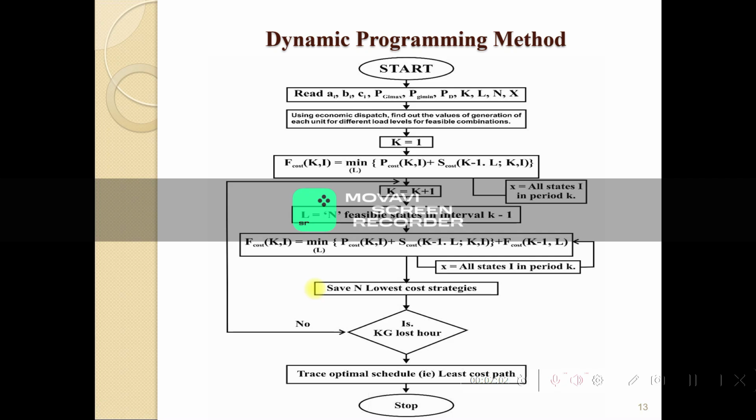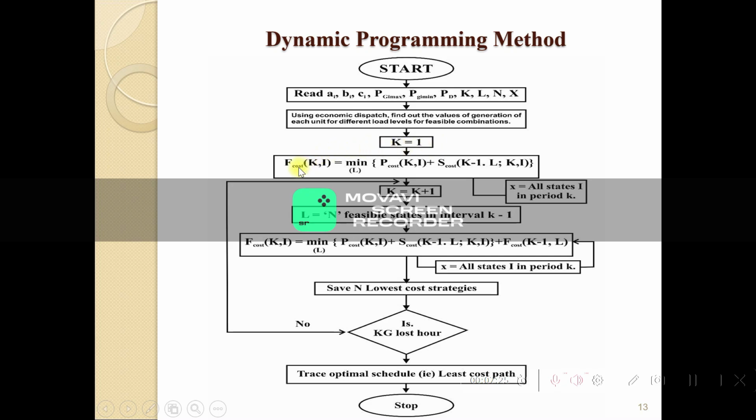Next, the dynamic programming method. So we have one flowchart to start the program. Read the values of units A, B, C, minimum value and maximum value. Using economic dispatch, find out the generation of each unit for different load levels.